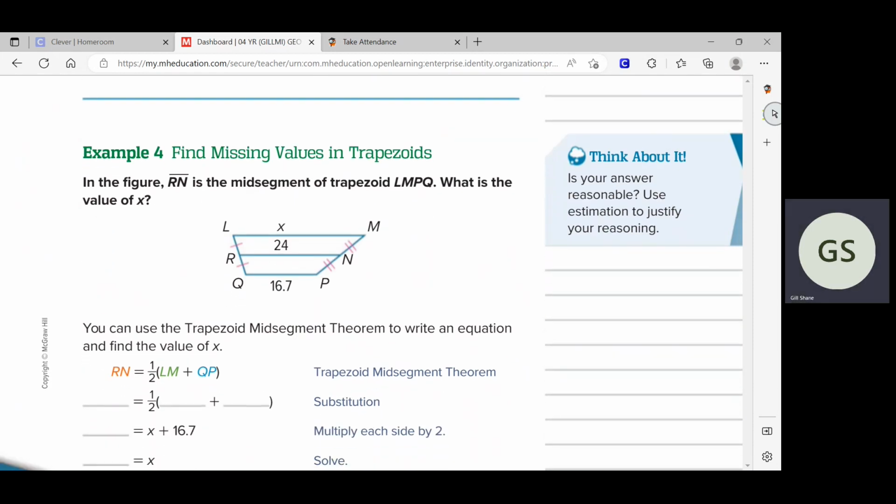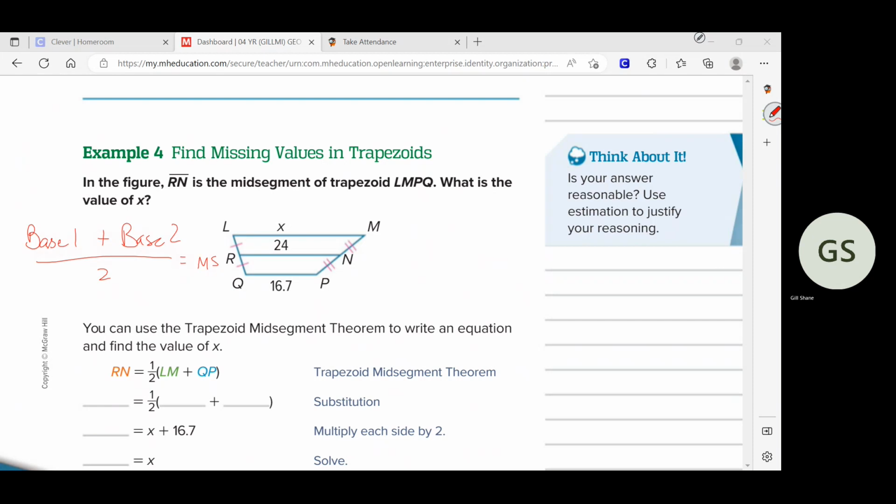Now we get to one that's a little trickier, and a lot of people want to just do the same exact thing they did in that last problem. You cannot do the same thing. It's a different type of problem. So again, formula, base one plus base two divided by two is the mid-segment. That's the formula. They gave you different information. You cannot do the same thing. I have base one as a variable. So I need to say X plus, I should have asked you guys to do this, 16.7. So that's the trick.